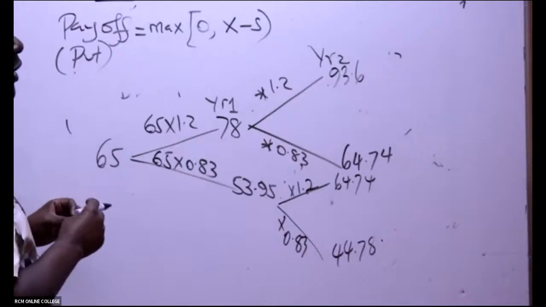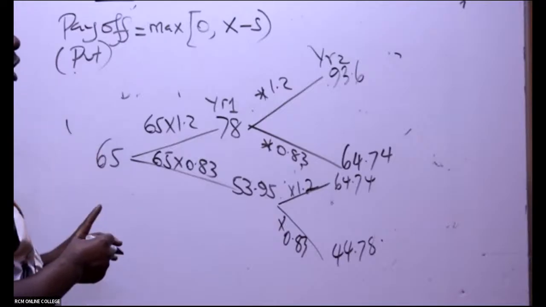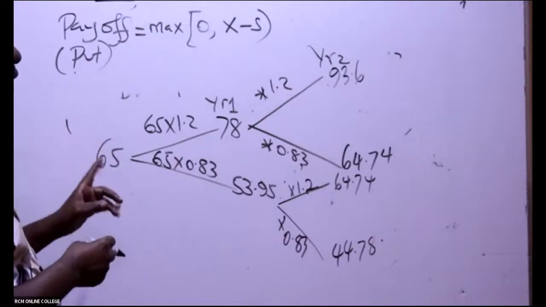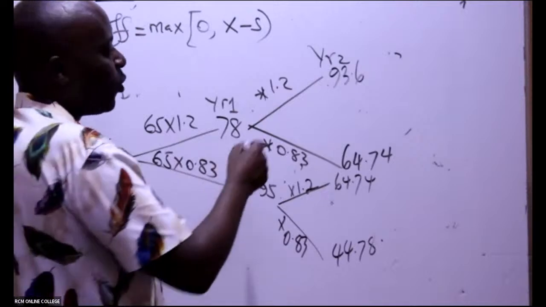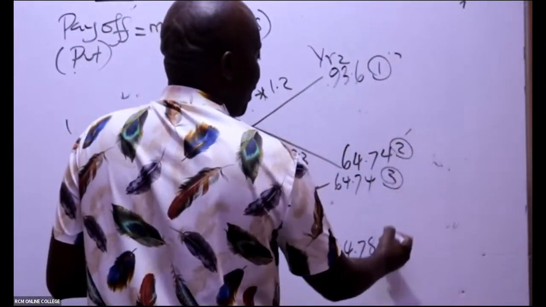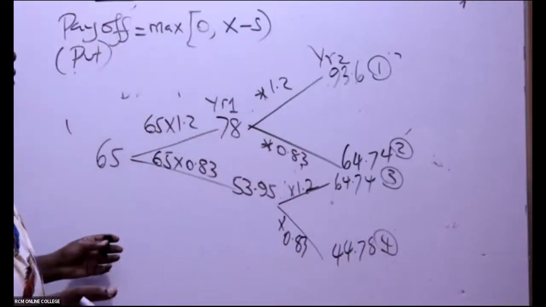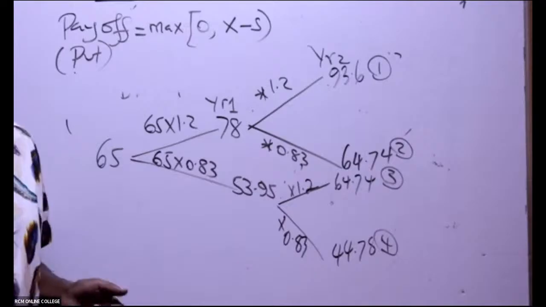And how do we get these payoffs for each node? It's very, very easy to get payoffs, ladies and gentlemen. You're going to have your nodes, and there are 4 nodes. So we have node 1, node 2, node 3, node 4. There are branches as well.